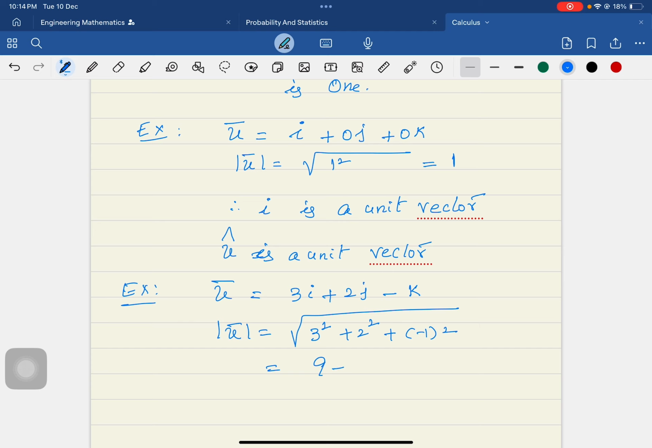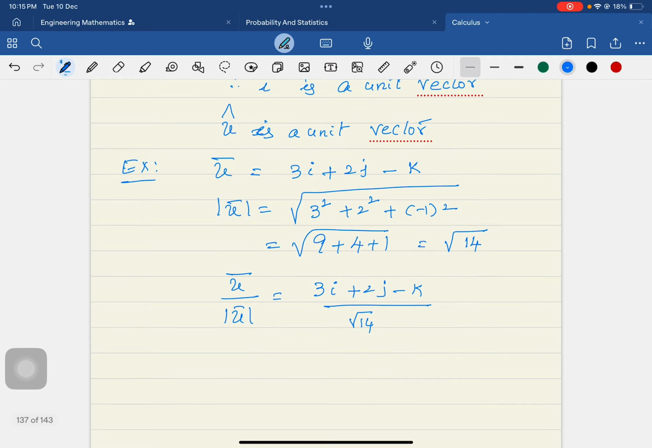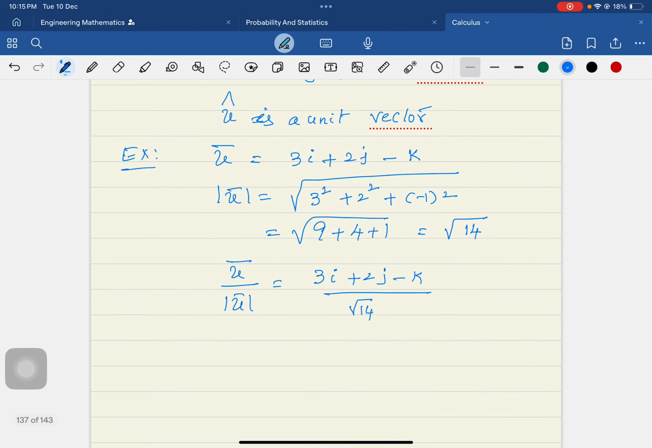So, that is 9 plus 4 plus 1 under root. So, that is square root of 14, which is your magnitude. Therefore, now let me write u bar by mod u bar. That means the vector divided by its magnitude: 3i plus 2j minus k over root 14. So, this u bar by mod u bar is nothing but the unit vector. It's a unit vector because if you find the magnitude of this vector, it becomes 1.